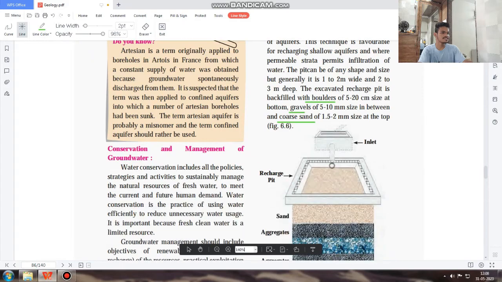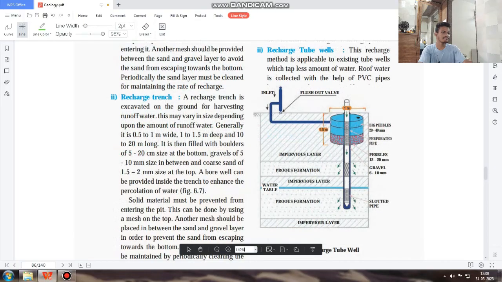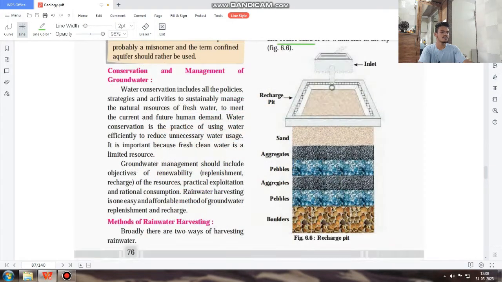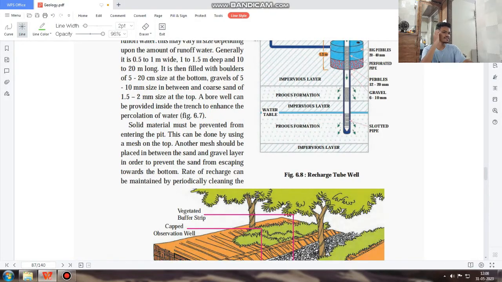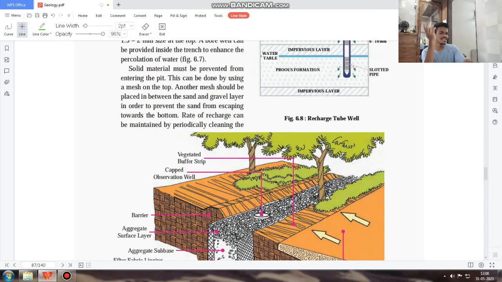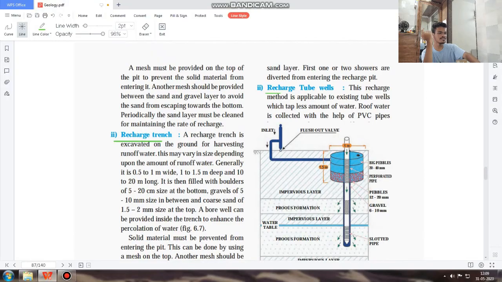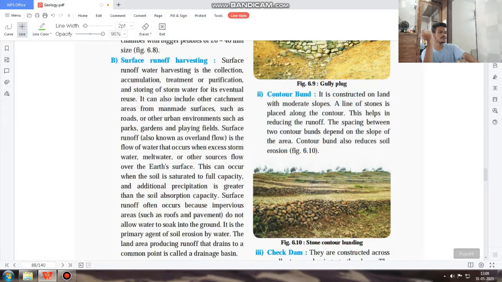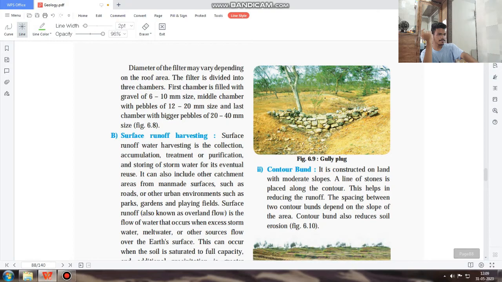Okay, so these are just the stratification, like we'll say. Diagram not necessary, I don't feel it should come. Okay, this is the second one, recharge trenches. Just read it. Maybe a small question can be asked. Just read it. That's it. The second is recharge trenches, and the third is recharge tube wells. Okay. Next we come on to this part.